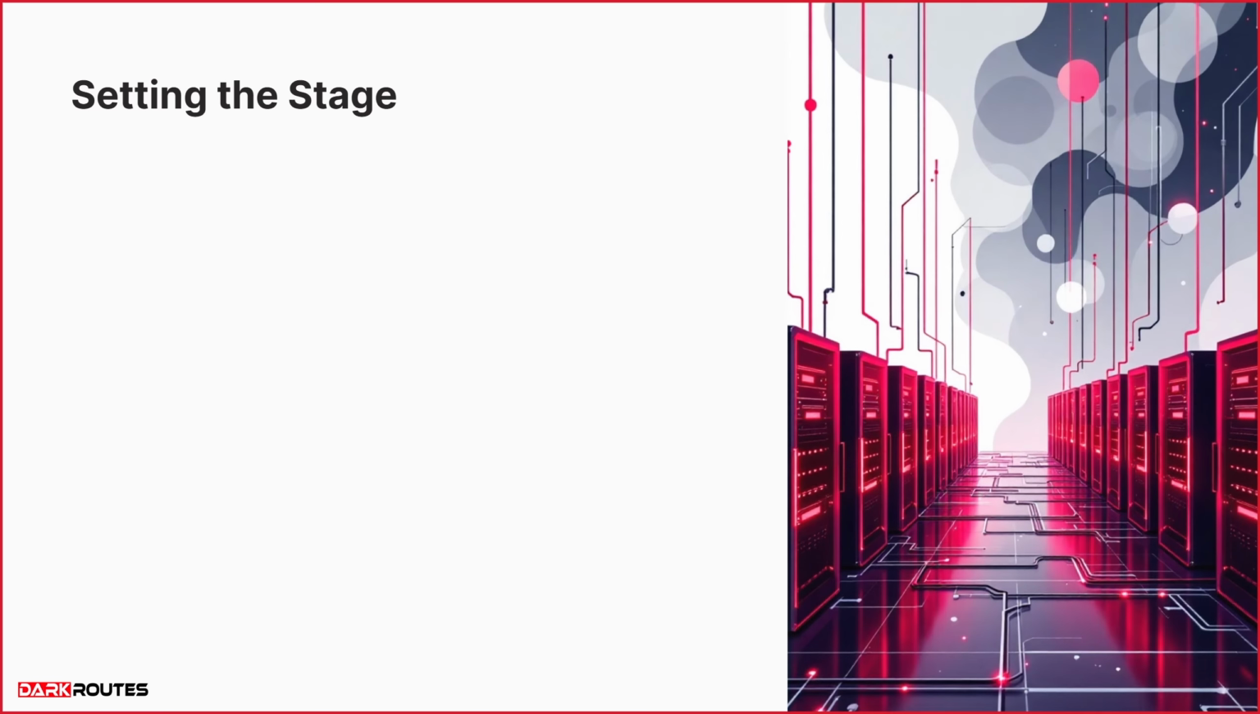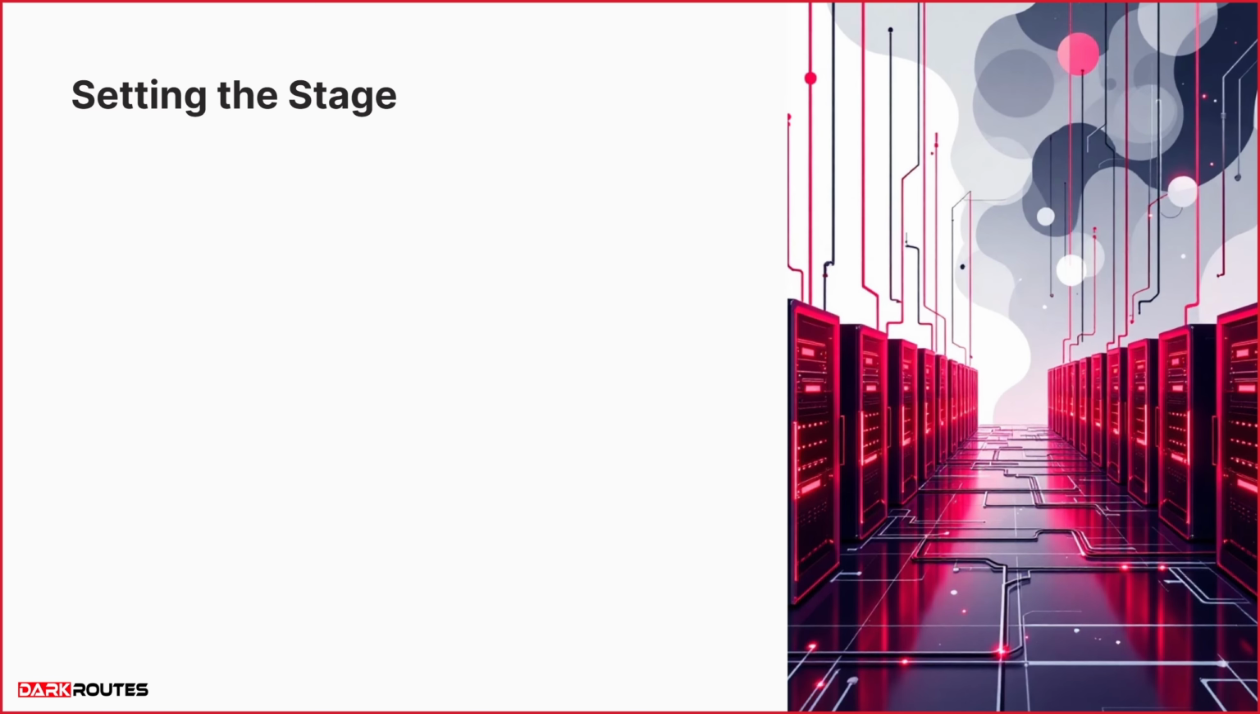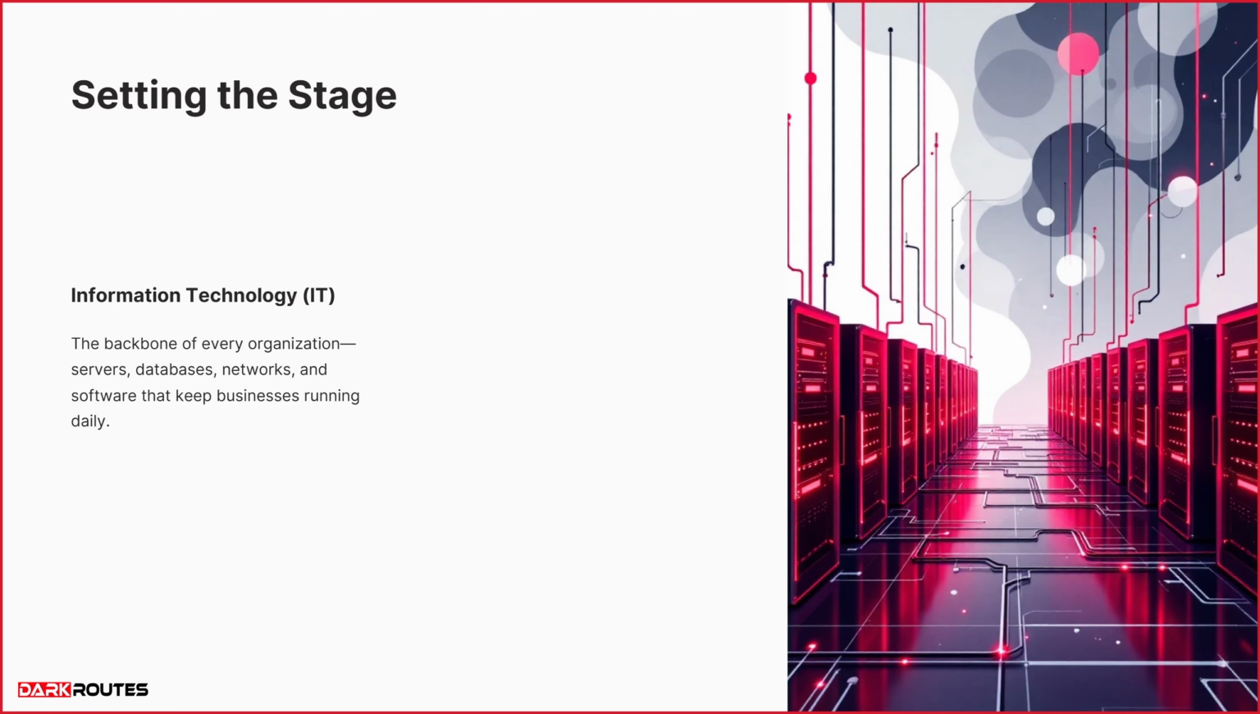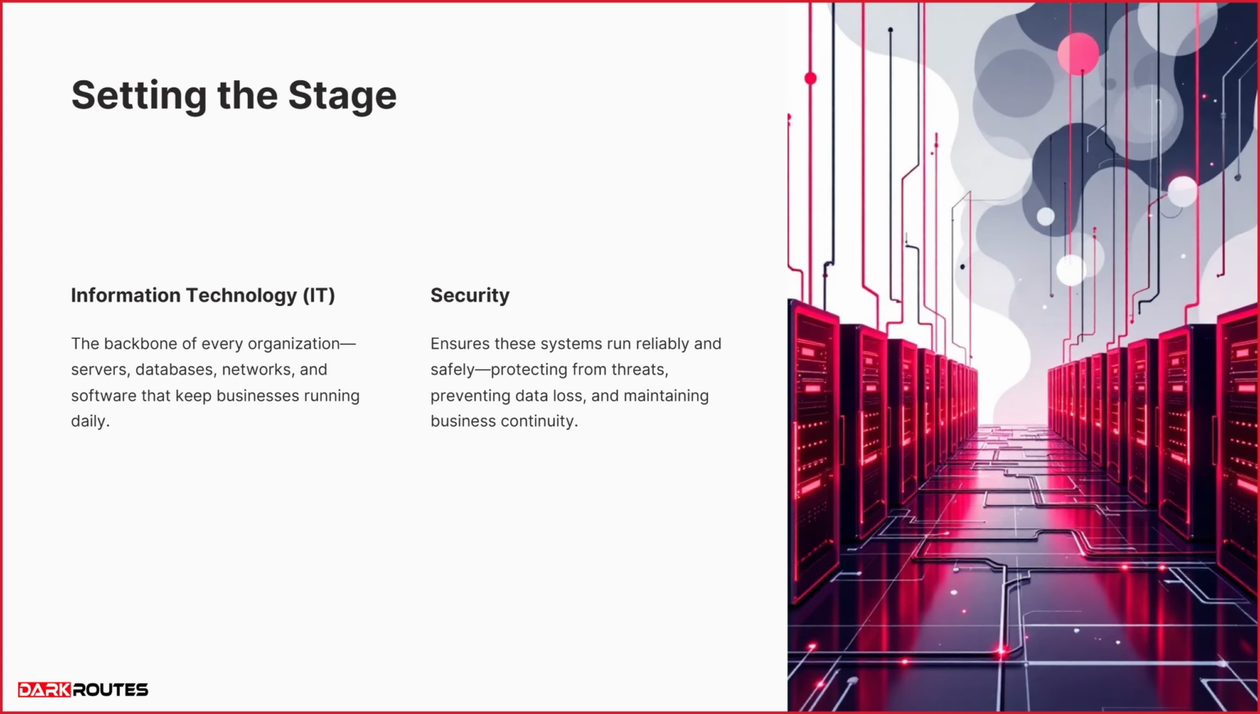Now, before we talk about the CIA Triad, let's understand what exactly we are protecting. Information technology or information systems are the backbone of every organization: the servers, databases, networks, and software that help business function every day. But having IT alone doesn't make you secure, right? That's where security comes into the picture.